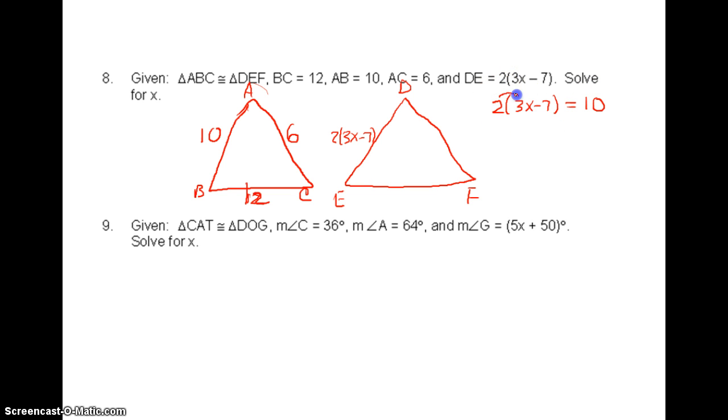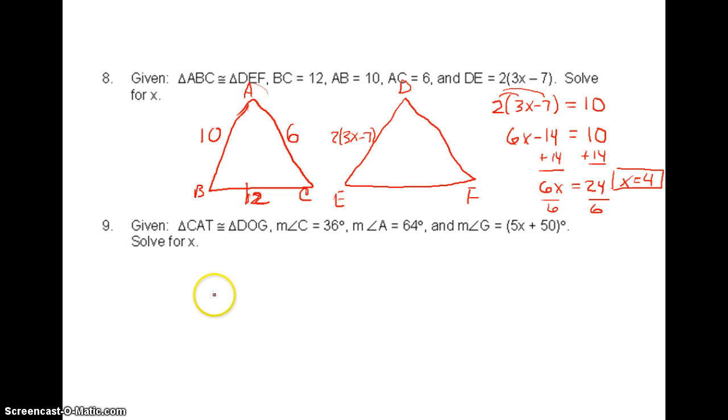First, we're going to get rid of the parentheses. So 2 times 3x is 6x minus 14 equals 10. I'm going to add 14 to both sides. 6x equals 24. Divide both sides by 6. And x equals 4. Solve for x, that's all we needed to do, so there's our answer.